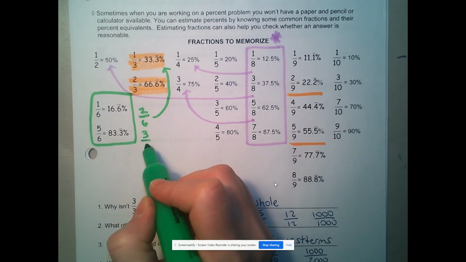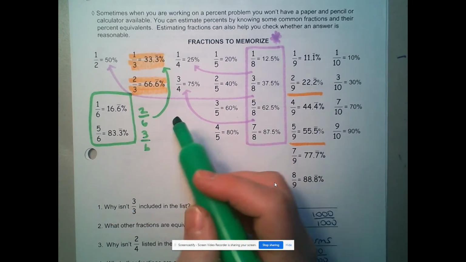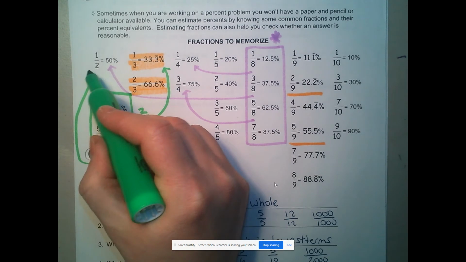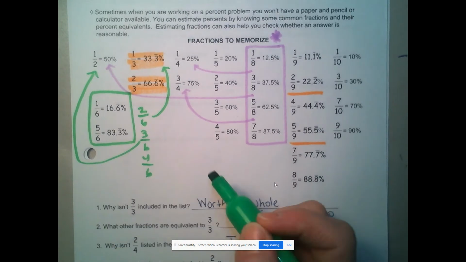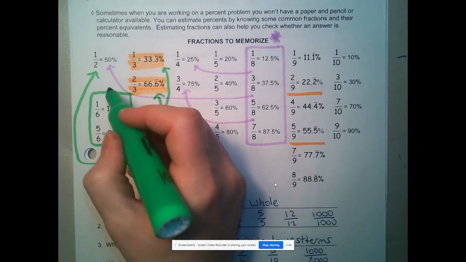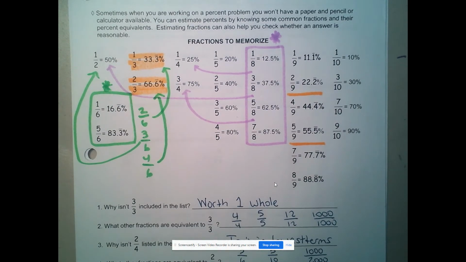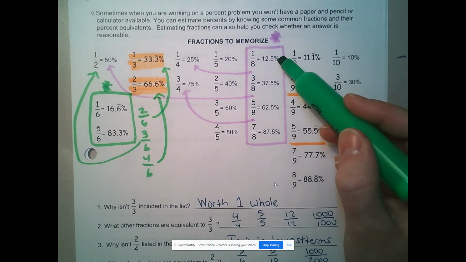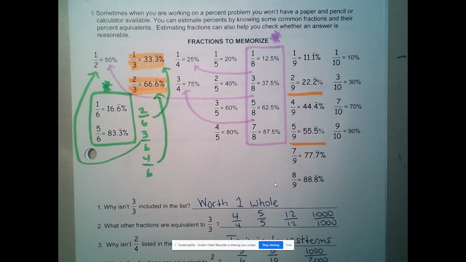3/6 is already somewhere on our list. It's 1/2. And 4/6 is already on our list as 2/3. So the other set of numbers that people usually have to spend some time memorizing are the sixths. So really, guys, that means you have 6 fractions where you have to memorize their percent equivalent. Anything that's not currently in a box are ones that you probably should already have by 7th grade.